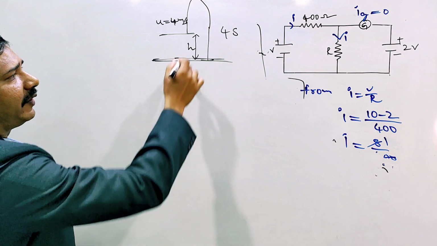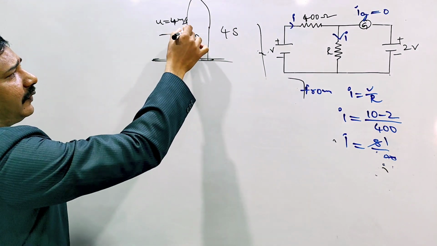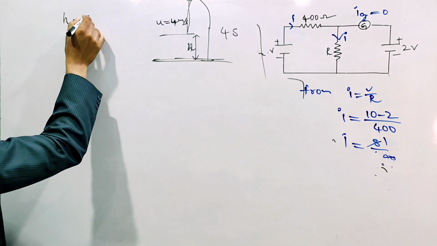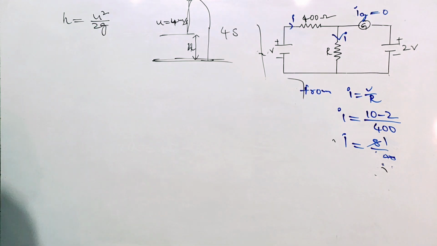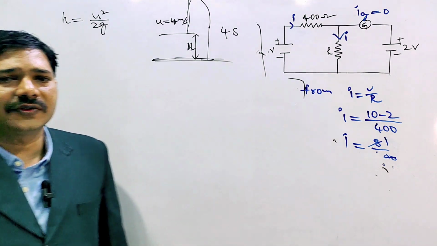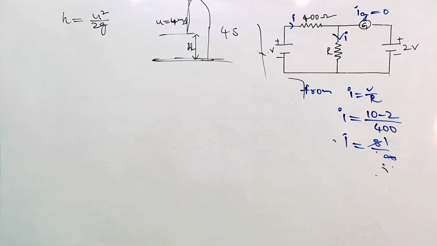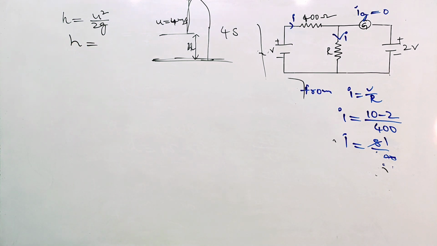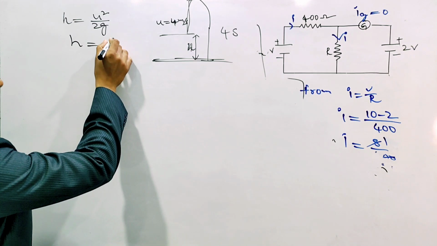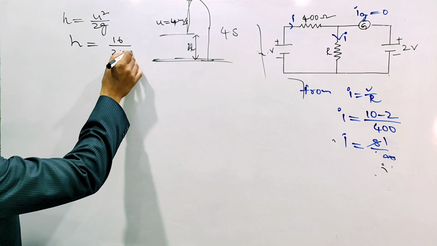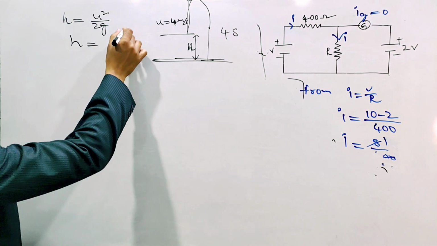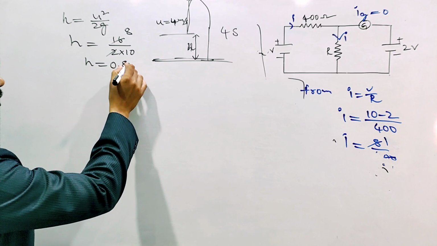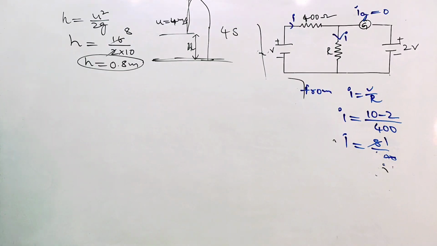Here first we will find the height, capital H I am taking. First we will find the maximum height reached. So what is the formula? Thrown vertically upward, the maximum height formula is U square by 2g. Substitute the values. U is 4 meters per second, and g value within the bracket is 10, also given. 4 square is 16 by 2 into 10. So H equal to 0.8 meters. The H value we got is 0.8 meters.